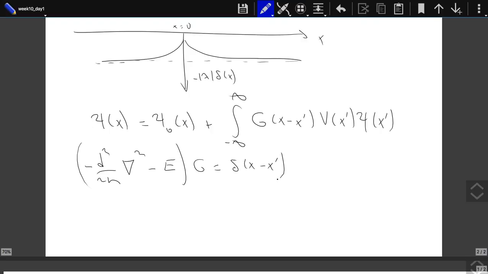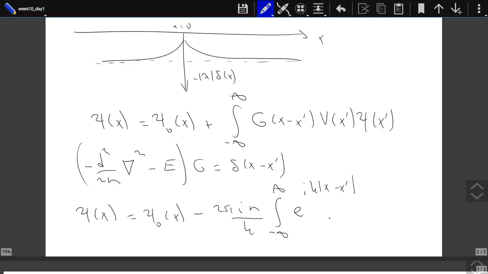Now, if you just solve it, this is what you obtain. Psi of x should be equal to psi 0 of x minus 2 pi i m over k, the integral from minus infinity to plus infinity of e to the power i k absolute value of x minus x prime, over k, times psi of x prime, v of x prime.